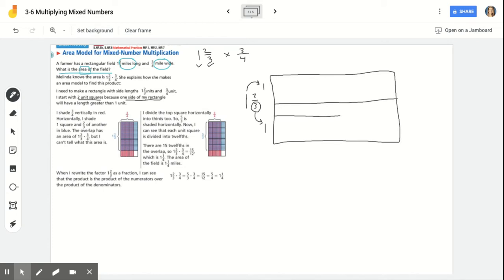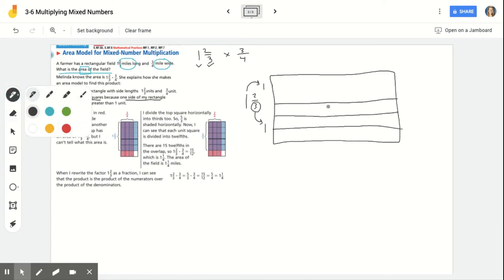1, 2, 3. Let me fix that. And again, I want you to visualize as if this part is 1 whole. And now we just split it up into thirds. And we're gonna use some shading, and let's use the color blue to represent 2/3. So I created three pieces based on my denominator.